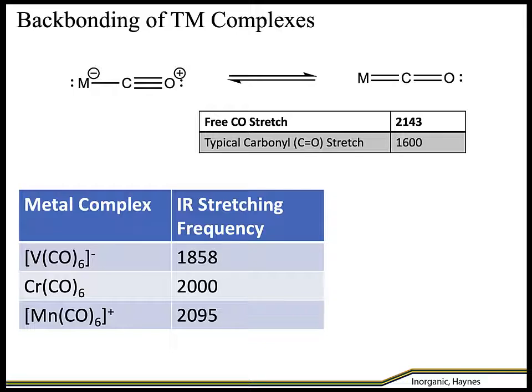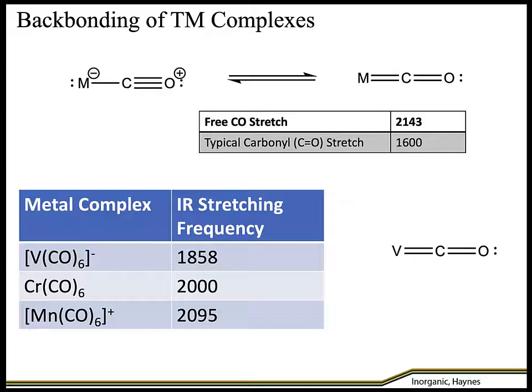And what we see is that they have different IR stretching frequencies for this CO bond. And at the top, we see that the vanadium complex has the lowest stretching frequency. And that means that that vanadium complex most closely resembles the carbonyl of this set. So we would say that the vanadium complex has a significant amount of backbonding, due to this data that we can gather from the infrared spectrum of this vanadium carbonyl complex.